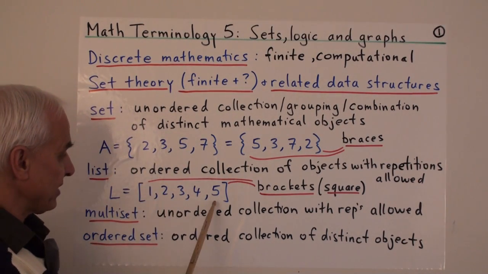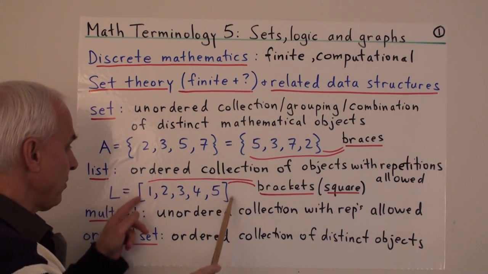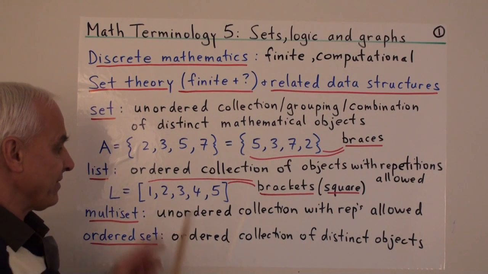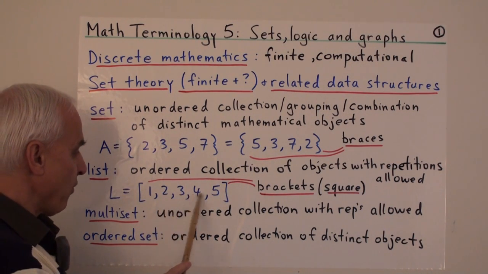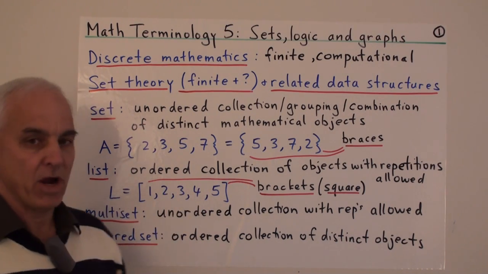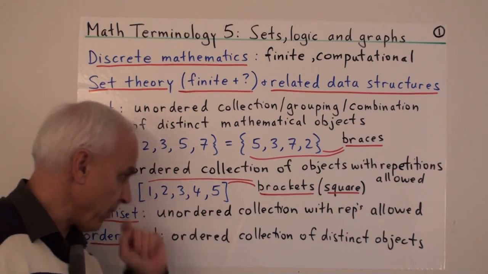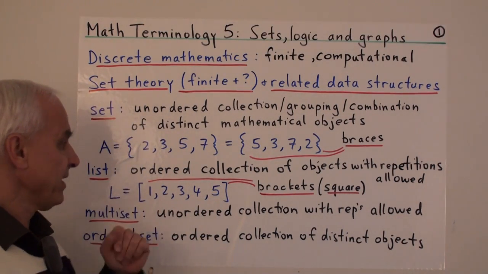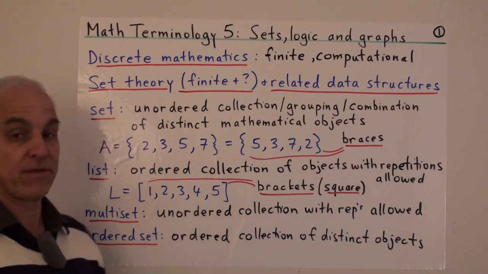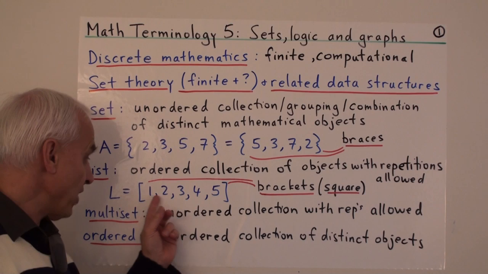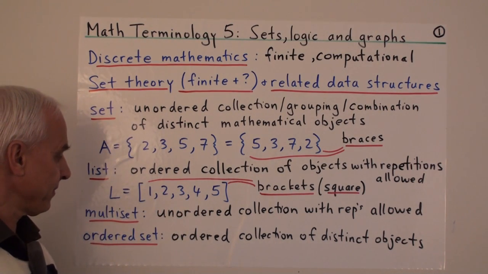Here's an example of a list. And following computer science usage, it's usual to put that in a square bracket like this. And here we have the list 1, 2, 3, 4, 5. And in the list, we are not allowed to interchange two elements. We have to stick with this order. But in a list, repetitions are allowed. So we could replace this 5 with a 3. Then we would get the list 1, 2, 3, 4, 3. That would also be a list.